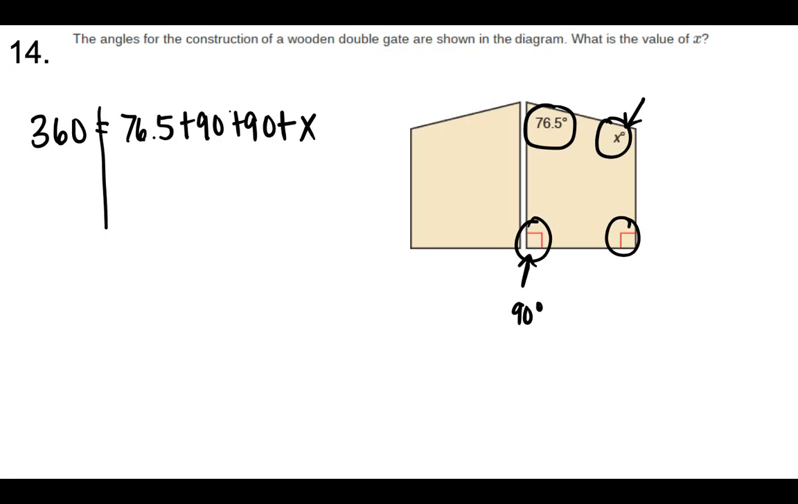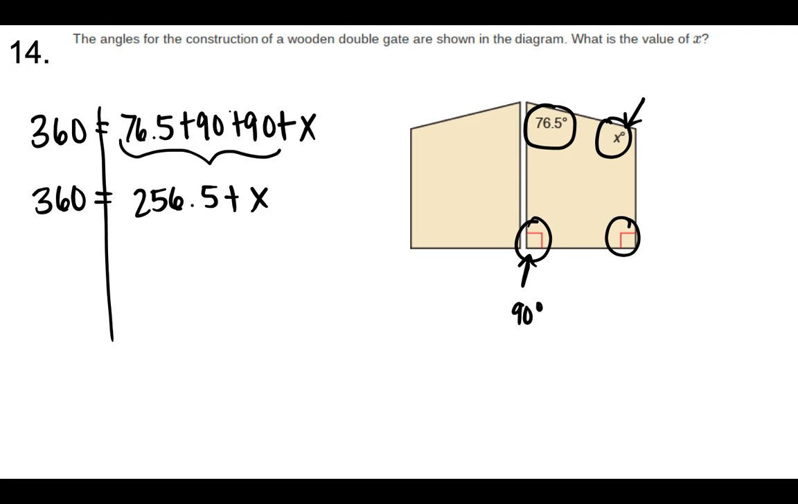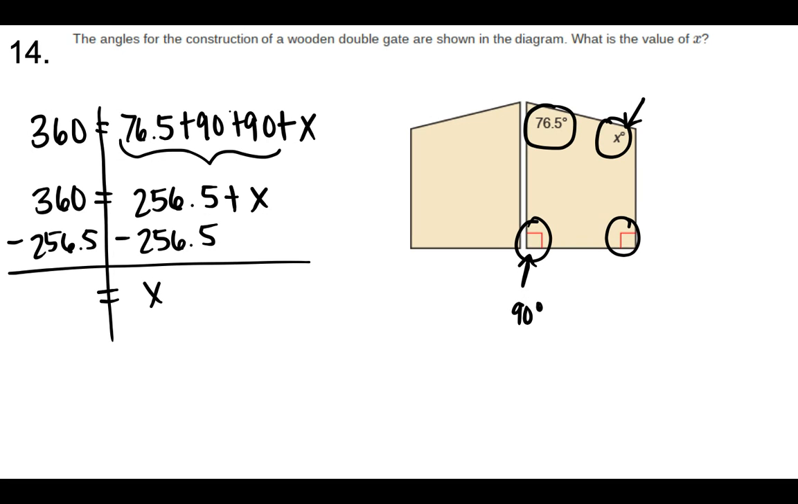So first, I'm going to combine my like terms. So 76.5 plus 90 plus 90. That's going to give me 256.5 plus x equals 360. Then to solve for x, we are going to subtract 256.5 from both sides. And that is going to leave me with x equals 103.5 degrees. All right. So make sure you have that down.